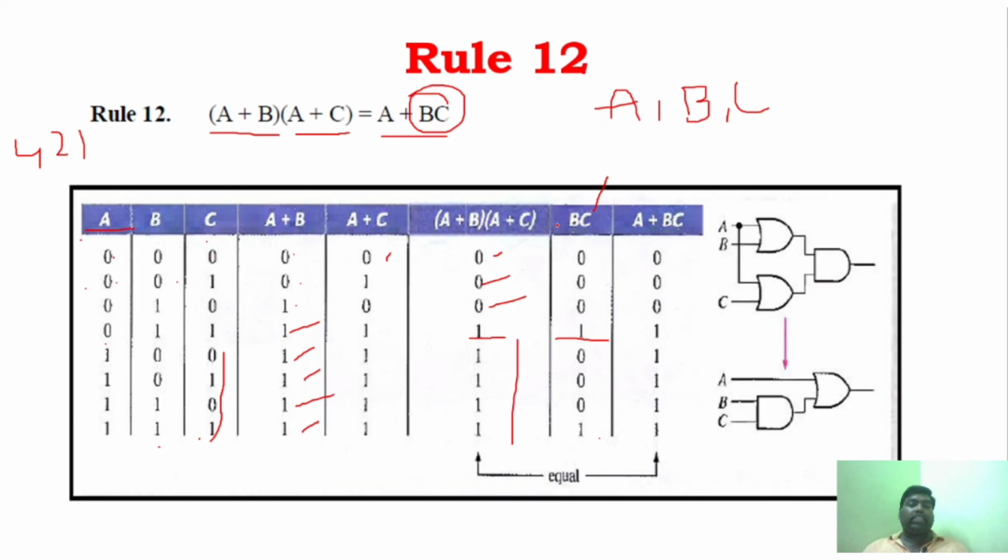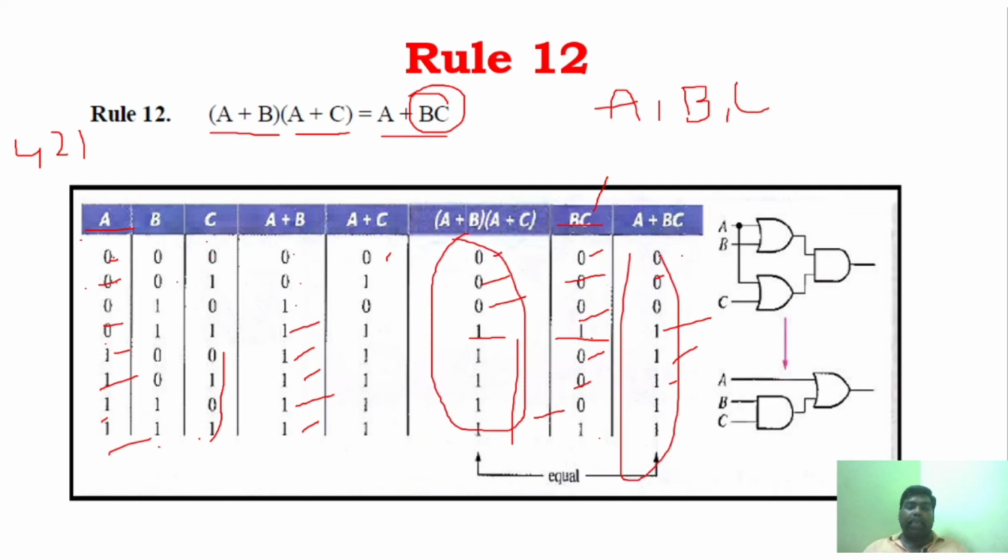A plus BC. So that is 0 plus 0, 0, 0 plus 0, 0, and 0 plus 0, 0. And similarly 0 plus 1, that is 1, right? And 1 plus 0, that is 1. 1 plus 0, that is 1. Similarly 1 plus 0, that is 1. And the last one, 1 plus 1 is 1. Now you see that this expression and this expression are the same, right? That is rule number 12, right?